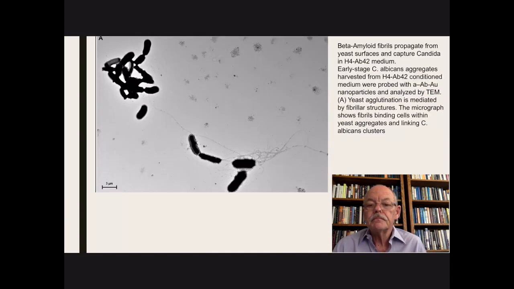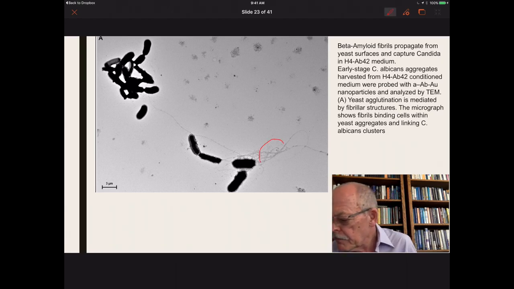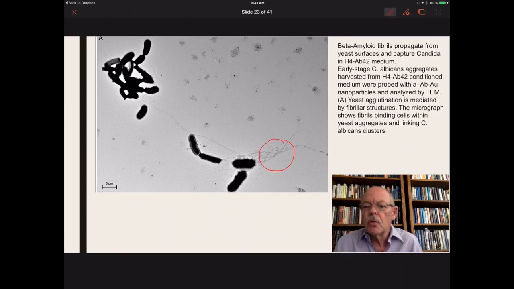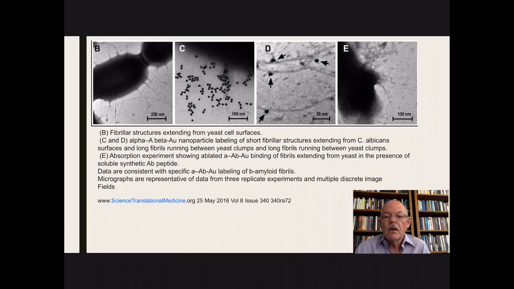Next slide shows you what beta peptide can do to a Candida albicans here, and you can see there are these fibrils attached to the organism which become more and more extensive and basically precipitate the organism out of solution. The next slide is an elaboration of this, how amyloid fibrils can interact with the organism.